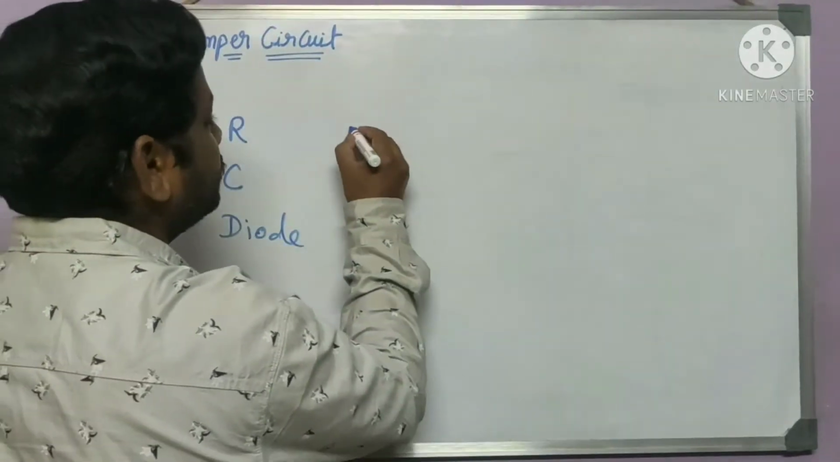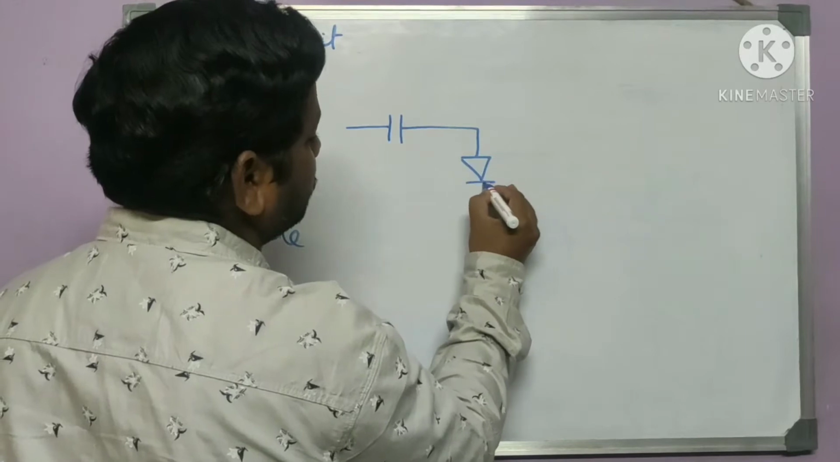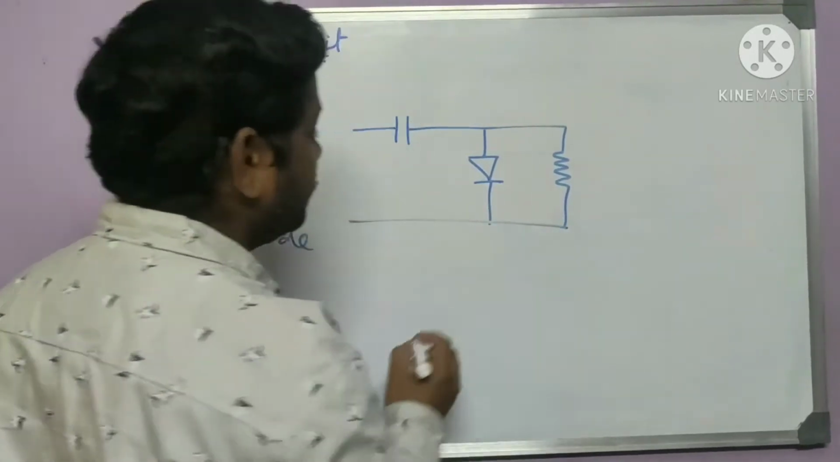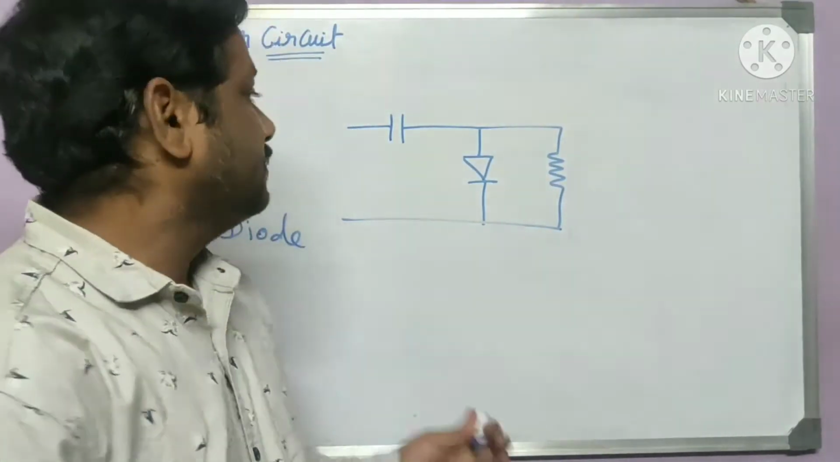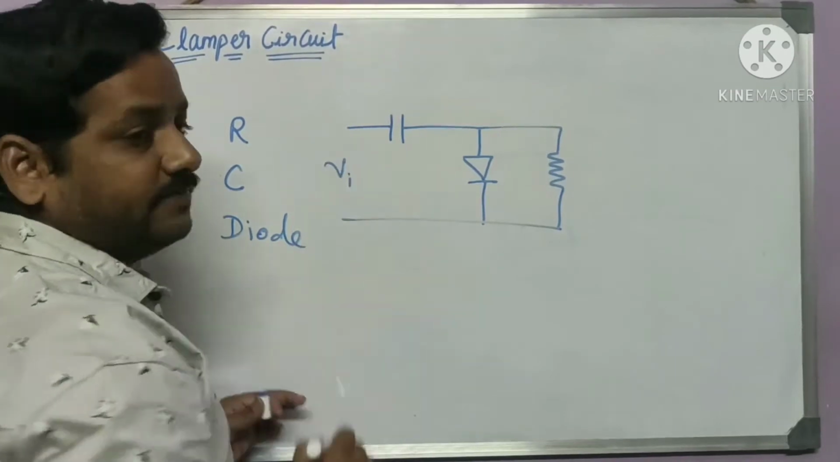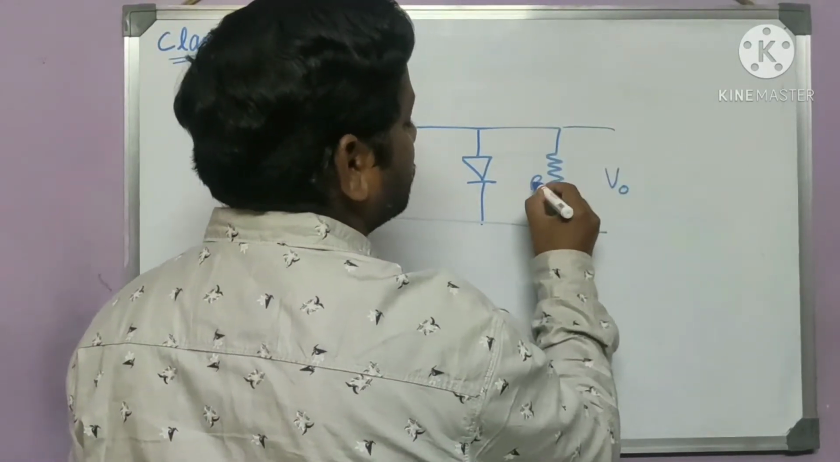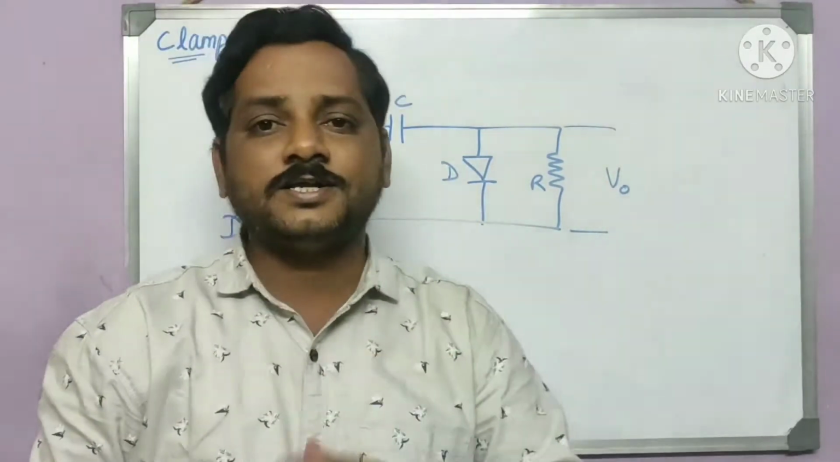Let me draw the circuit. There will be a capacitor, a diode connected in this fashion, and a resistor connected across it. So this will be the component we used for clamper. Let's say this is an input signal. We are giving an input and we get output across this resistance R. So this is C, this is D. Assume that this is an ideal diode.